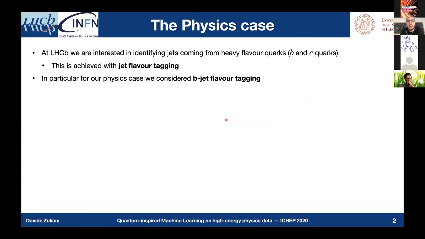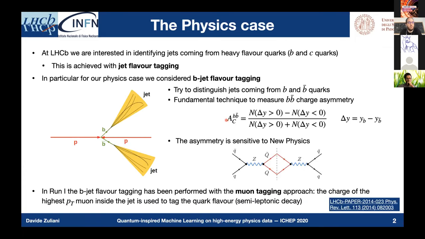So at LHCb, we're interested in identifying jets which are produced by heavy flavor quarks, namely b and c quarks. And the technique that we use is the so-called jet flavor tagging. In particular, for our physics case, we have considered b-jet flavor tagging, so basically tag jets generated by b quarks. Why do we want to do that? We would like to distinguish jets that are produced from b and anti-b quarks. And this is a fundamental technique because it enables us to measure the b-bbar charge asymmetry, which is defined here. Delta y is the difference in pseudorapidity. And also, the asymmetry is sensitive to new physics processes. So that's why it's so important to measure it with great precision.